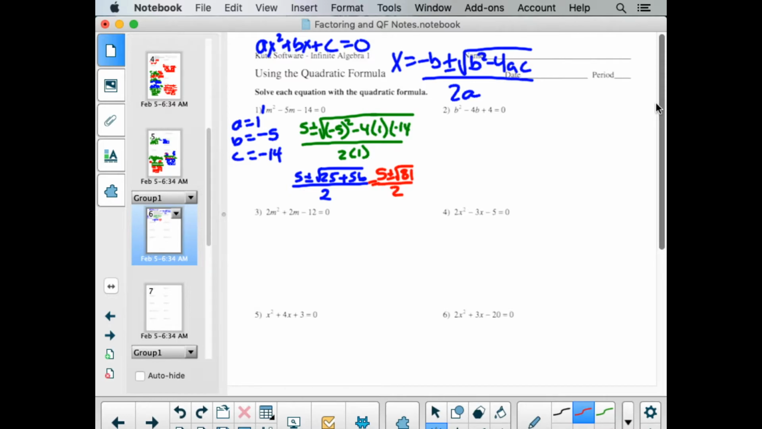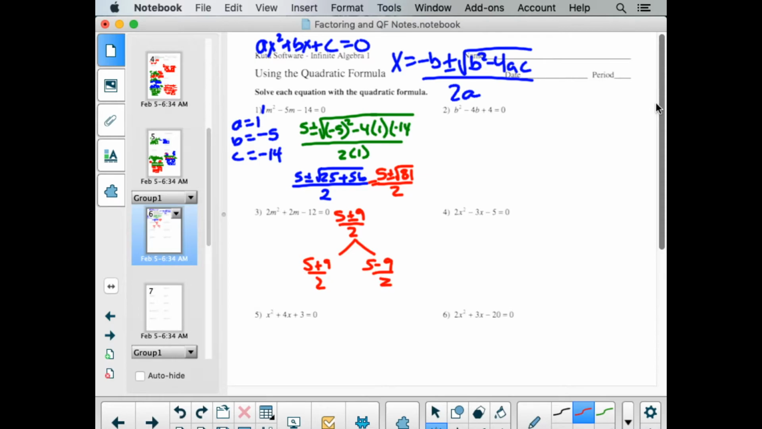So I have 5 plus or minus the square root of 81 all over 2. Now, sometimes we can go farther, most of the time actually. I happen to know the square root of 81. If I didn't, I could use my graphing calculator or my scientific calculator. But I know the square root of 81 is 9. So this turns into 5 plus or minus 9 over 2. Now, that is technically 2 solutions, and I can simplify or evaluate both of them. So what I'm going to do is split it into 2 equations, 5 plus 9 over 2 and 5 minus 9 over 2.